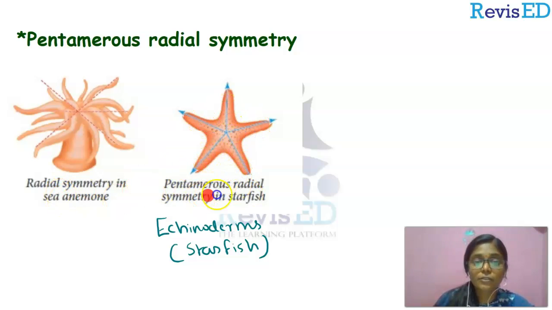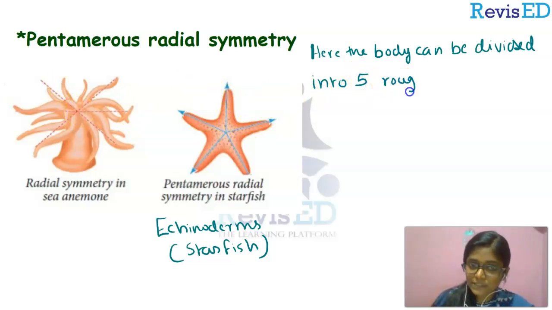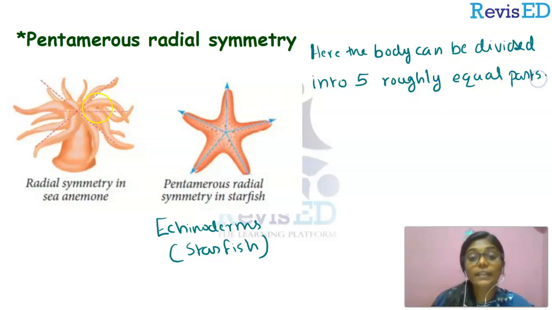And if we cut through the central axis into any plane, here the body can be divided into 5 roughly equal parts. We are cutting through the central axis, but we get 5 roughly equal parts here. Is it visible in the picture? You can see the first part, second part, third, fourth and fifth. All of these parts are roughly equal, right?